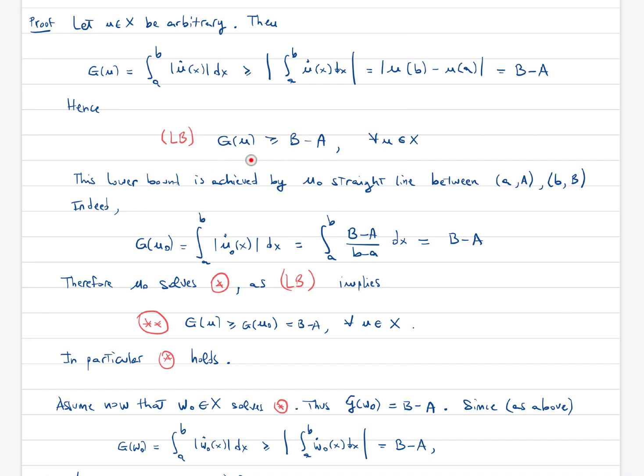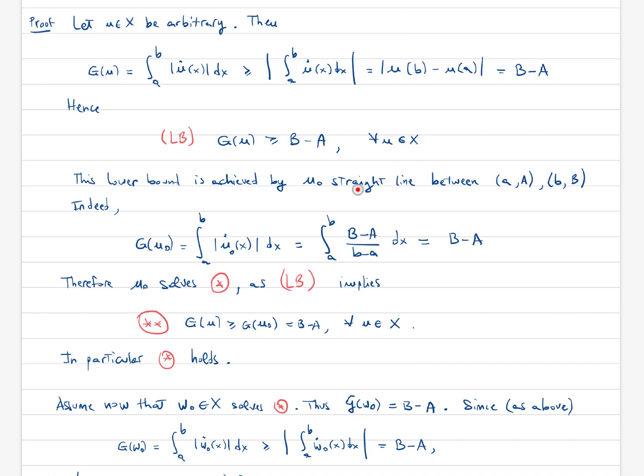Now we notice that this lower bound is achieved, because we want to prove that B minus A is actually the minimum value. So we proved the lower bound. Obviously we also have that G is greater or equal than 0 by definition, but 0 is not the minimizer because we have boundary conditions. So you cannot find a u in X such that G of u is equal to 0. But hypothetically if you could, then 0 would be the minimizer. Okay, so we proved a lower bound, and now we need to show that the lower bound is sharp, so it is actually achieved by some function in X.